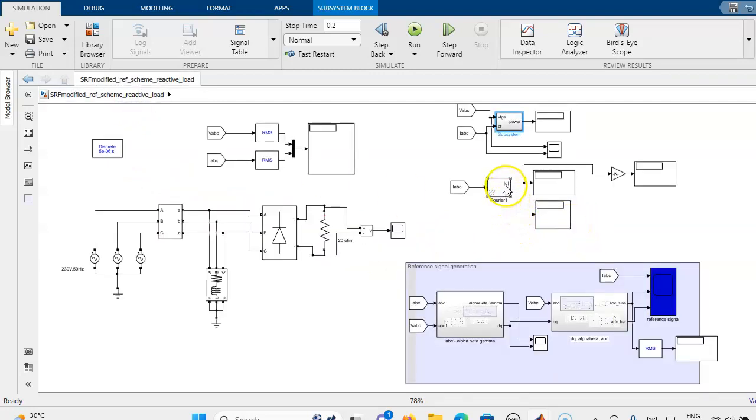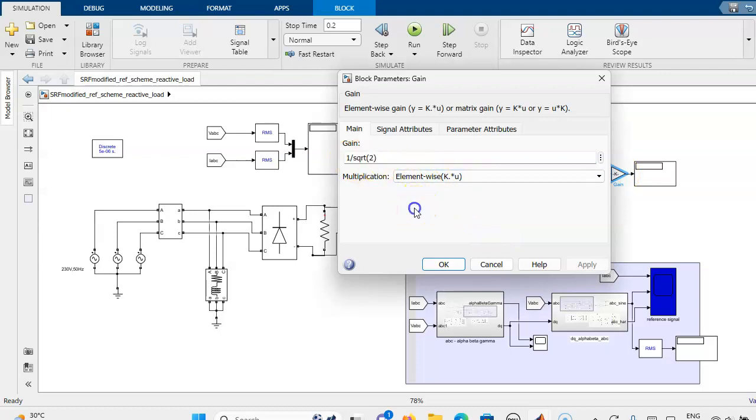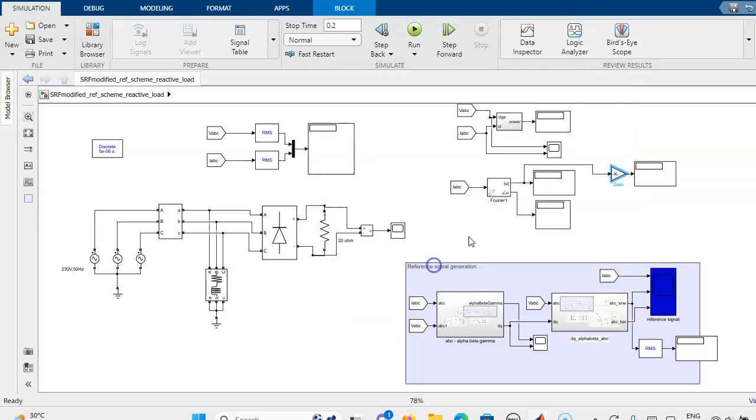Then the Fourier block is connected in order to get the RMS value. The magnitude we will find out. Then the magnitude is connected to the gain block. So Vm by root 2, that is 1 by root 2, gives the RMS value.